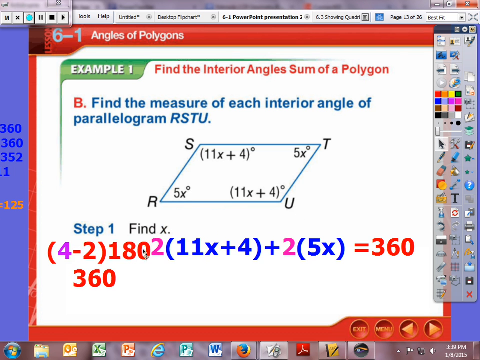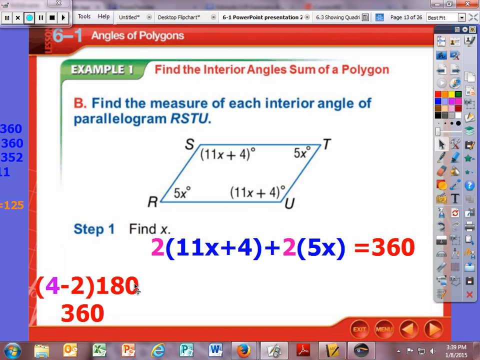Let me move this out of the way. Okay, so what I'm doing is, since there are 2 of these, I'm simply doing 2 times the 11x plus 4, and there are also 2 5x's, so I'm doing 2 times 5x. If you would like to write your equation as 5x plus 11x plus 4 plus 5x plus 11x plus 4, feel free to do that. Okay, this just makes it a little bit easier for me.